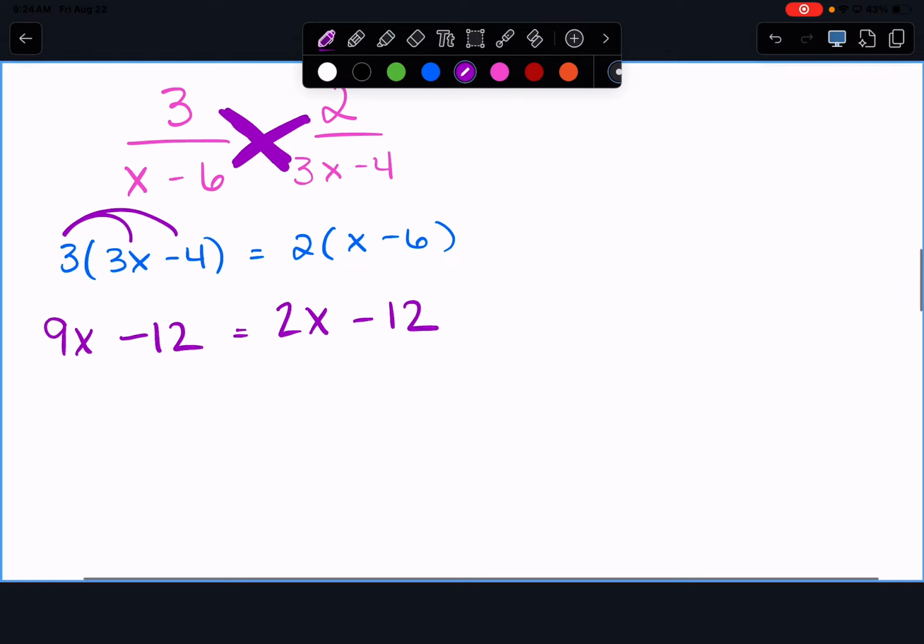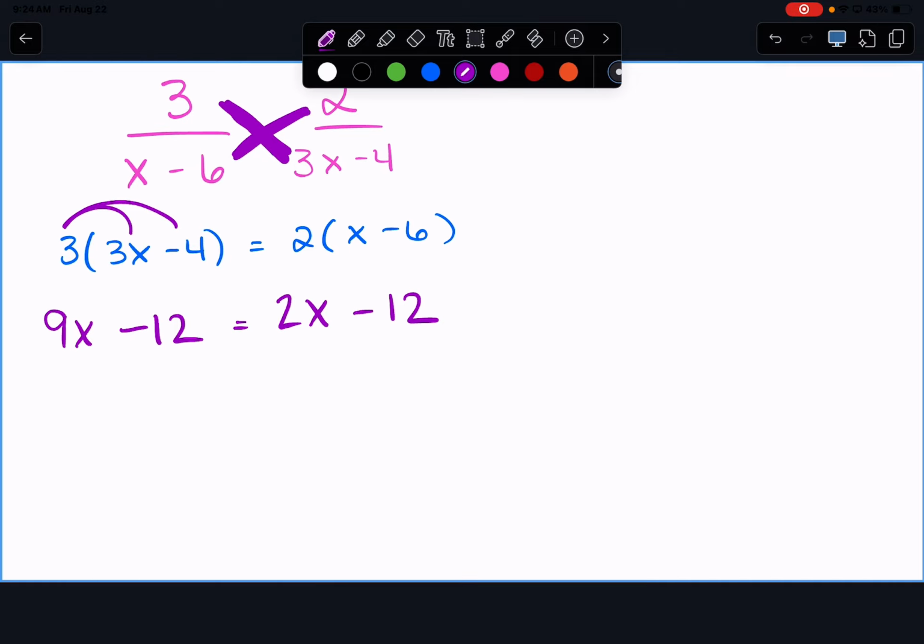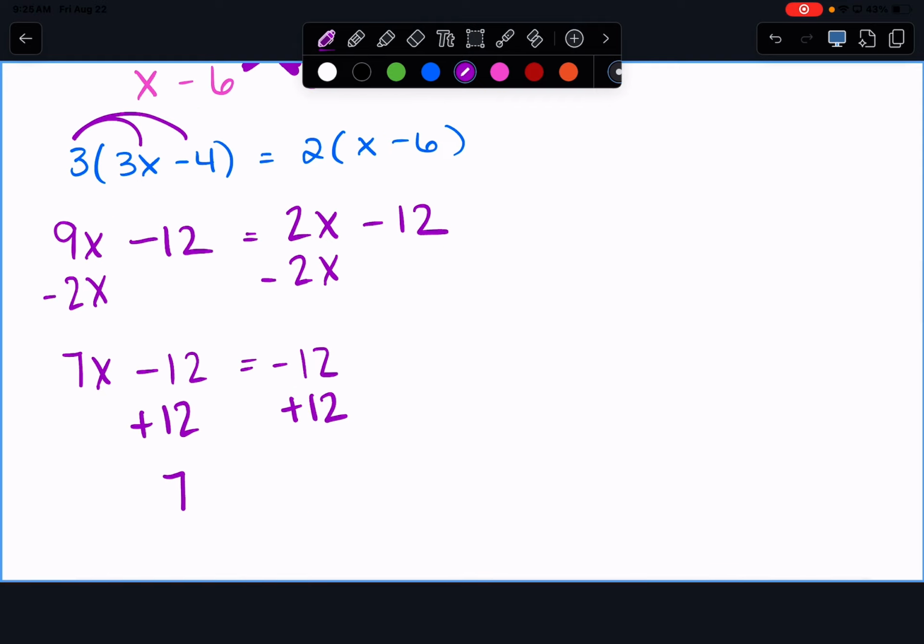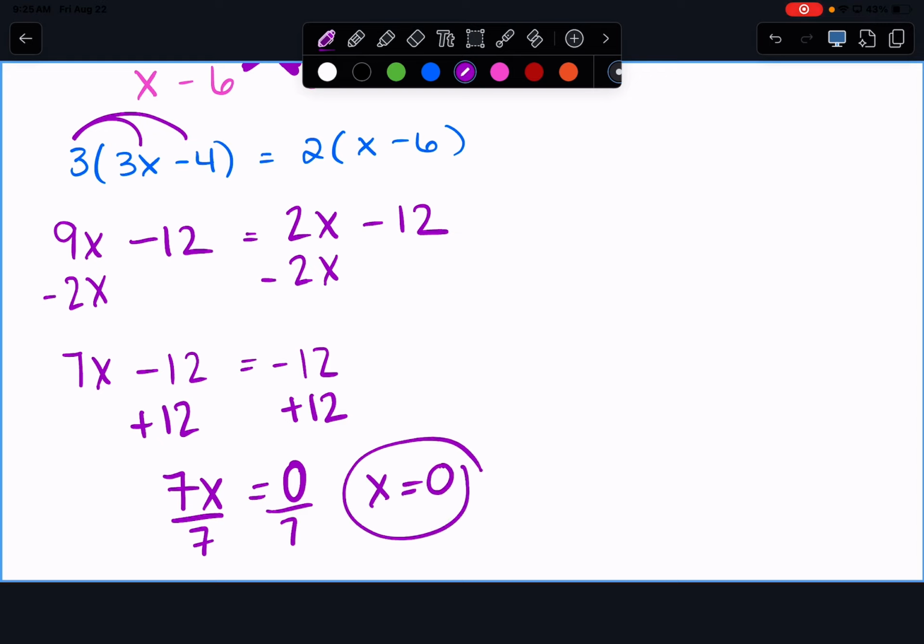Now, how do I solve that? I can subtract 2x on both sides, and I get 7x minus 12 equals negative 12. From there, what do I do? Add 12. And so we get 7x equals what? 0. From there, what do I do? Divide by 7 on both sides, and we get x equals 0. So that would be our solution.